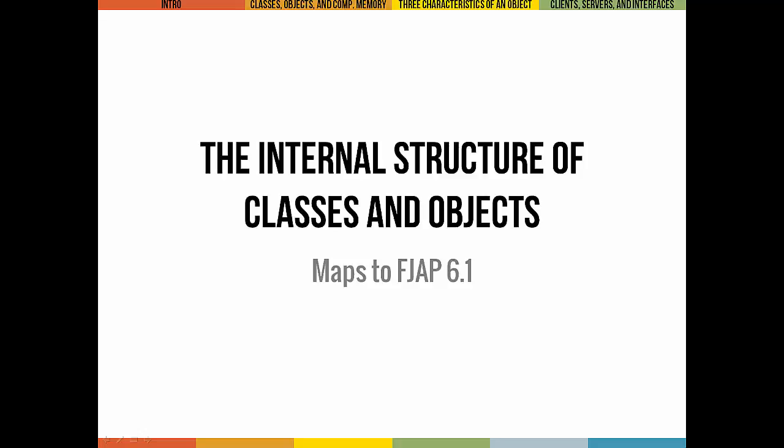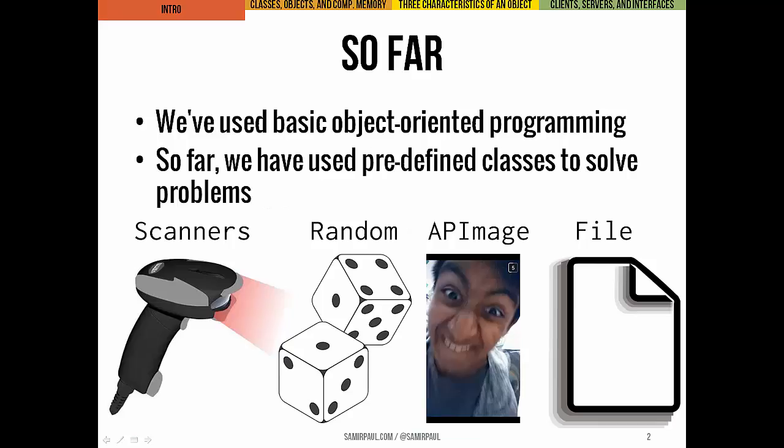From the very start of this course, we've been using objects and object-oriented terminology. We've been using predefined classes like Scanner or Random or APImage or File. We've been using these classes to solve problems, and we've talked about declaring variables of different classes. We've talked about assigning objects to those variables and then sending them messages or calling methods.